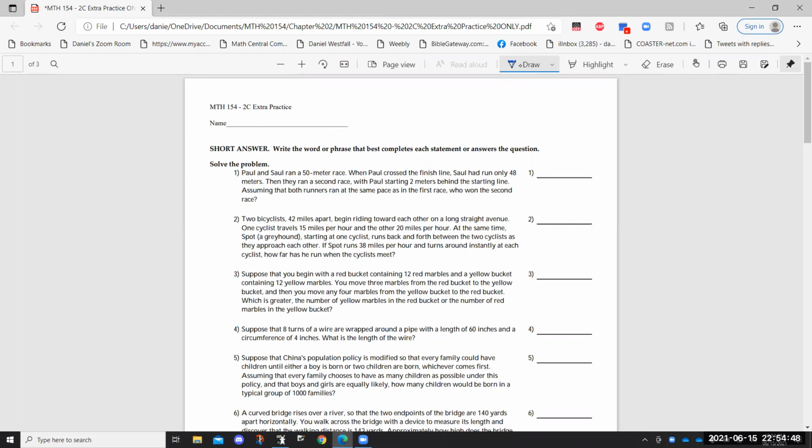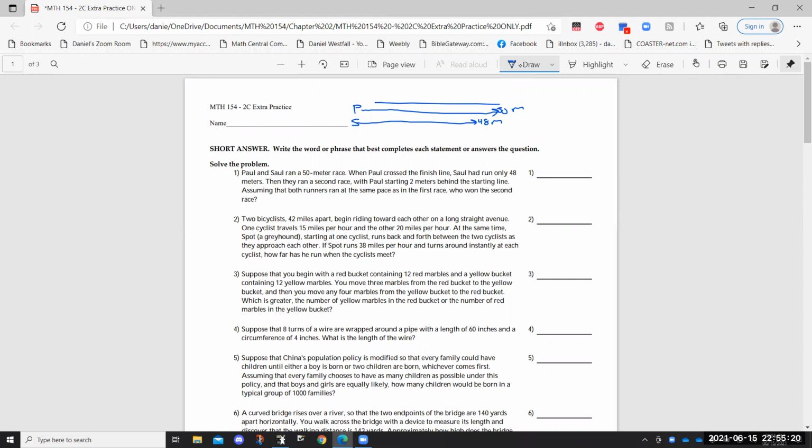I can draw off here, no, I can't draw on the margin. So I'll just draw up here and then I'll erase it. Situation one, Saul and Paul start together, and Paul finishes all 50 meters in the same time that Saul only runs 48 meters.